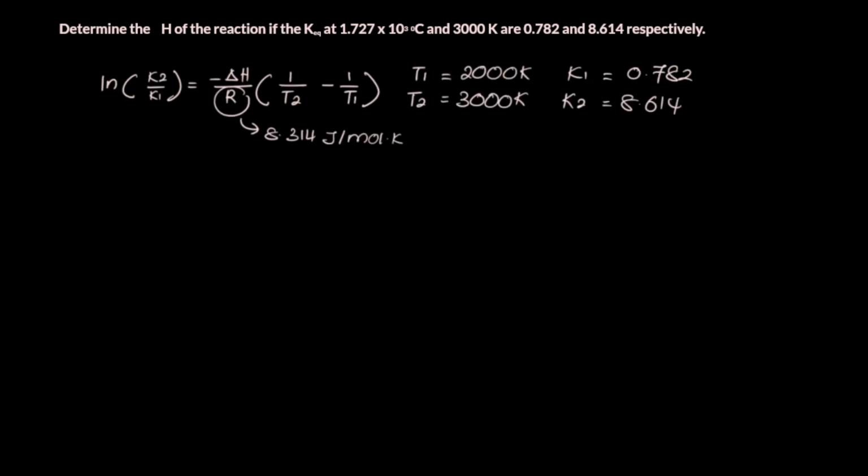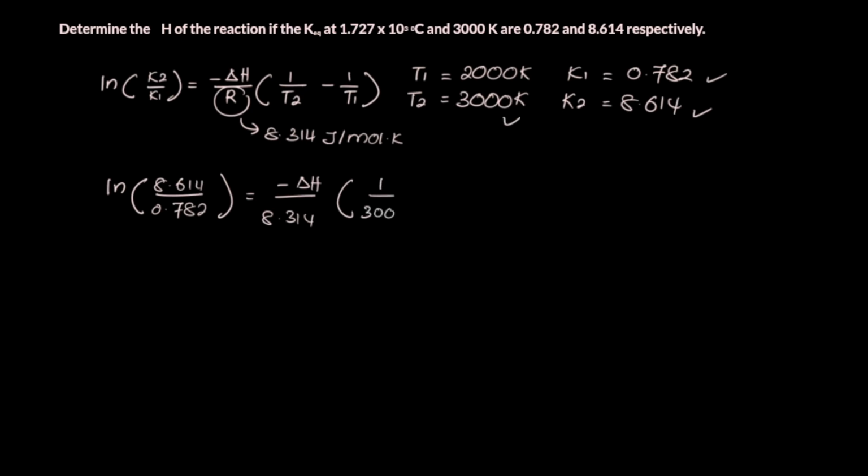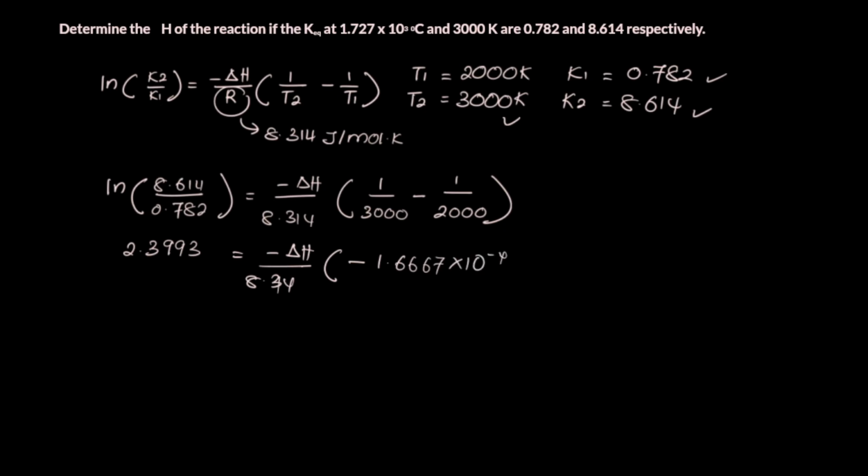Next, we're going to plug in all the values that we have here. So ln K2, your K2 is 8.614, divided by your K1, 0.782, is equivalent to negative delta H divided by R, 8.314, times 1 over T2 minus 1 over T1. Your T2 is 3000 and your T1 is 2000. So from here you should be able to get 2.3993 is equivalent to negative delta H divided by 8.314 times negative 1.6667 times 10 to the power of negative 4.